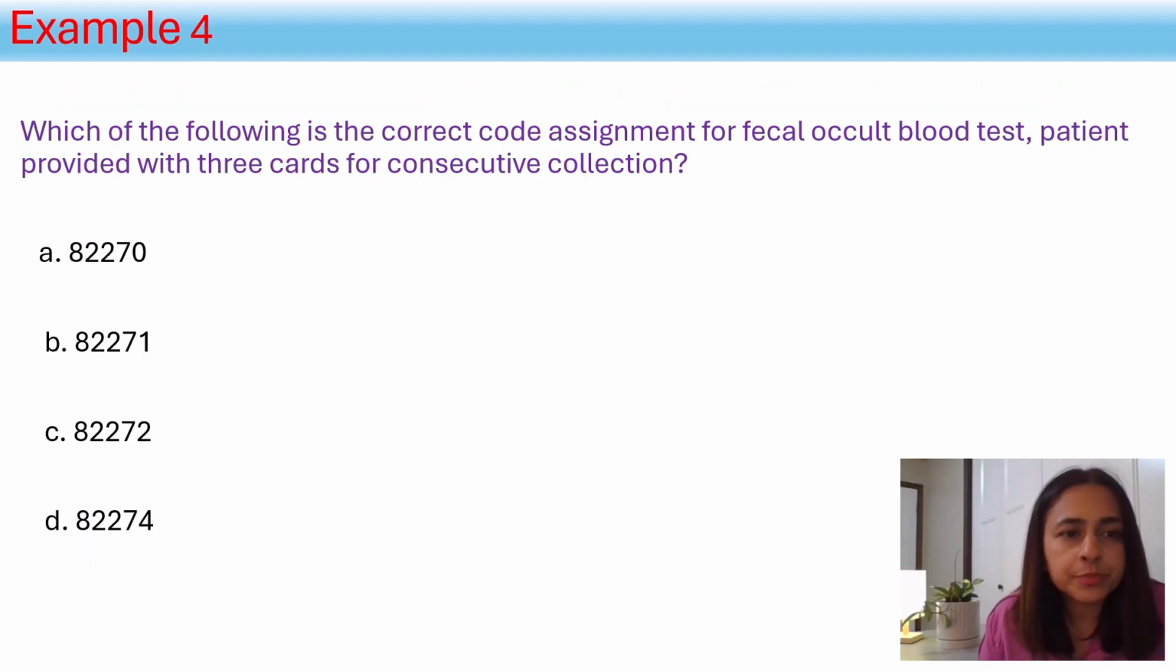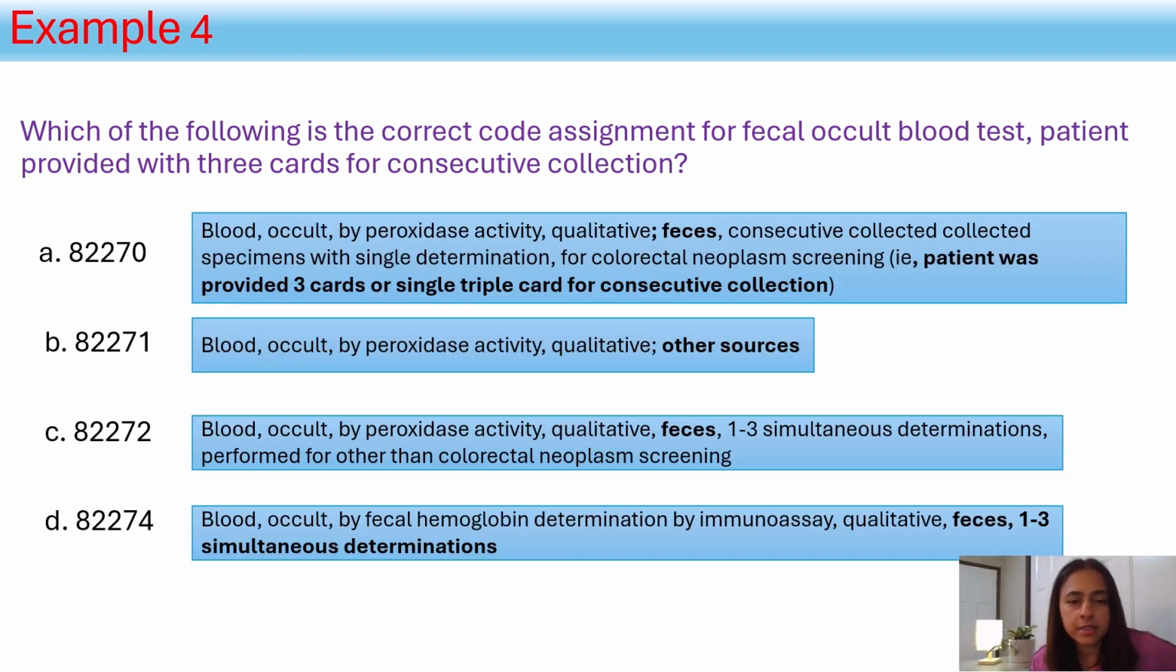Next question is, which of the following is the correct code assignment for fecal occult blood test? Patient provided with 3 cards for consecutive collection. Here are the options and the descriptions of the code. First, option A has feces. The highlighted part is feces. Patient provided 3 cards or single triple card for consecutive collection, which matches our question.